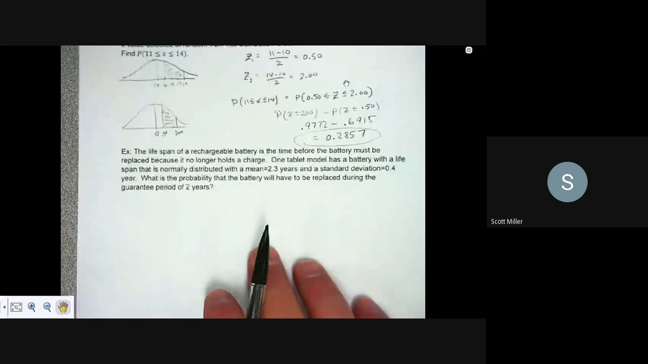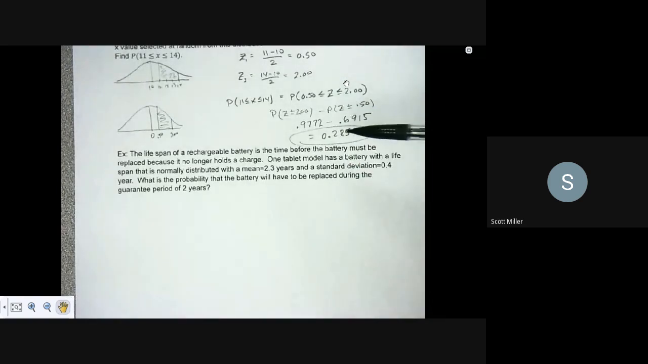Here's another example we can follow. The lifespan of a rechargeable battery is the time before the battery must be replaced because it no longer holds a charge. One tablet model has a battery with a lifespan that is normally distributed with a mean of 2.3 years and a standard deviation of 0.4. What is the probability that the battery will have to be replaced during the guaranteed period of 2 years?